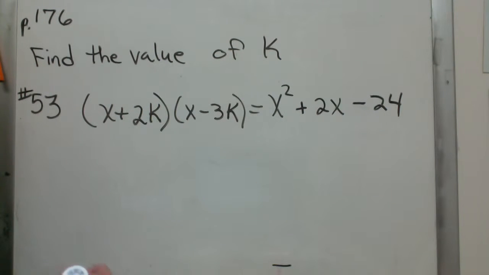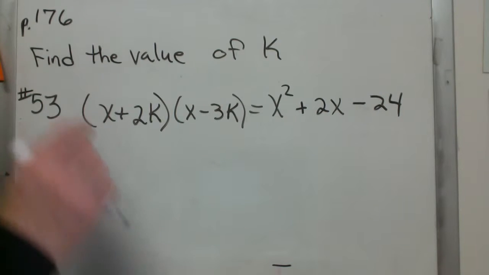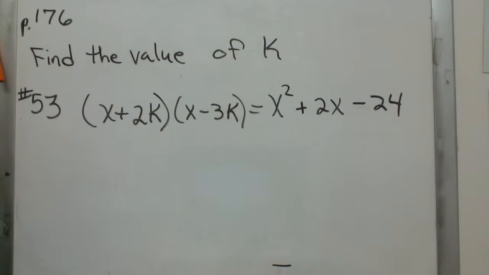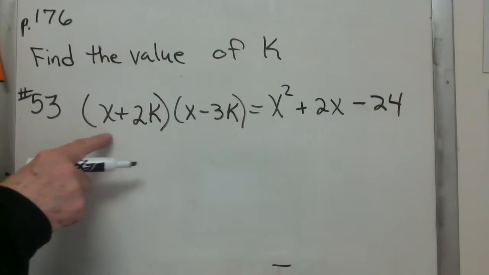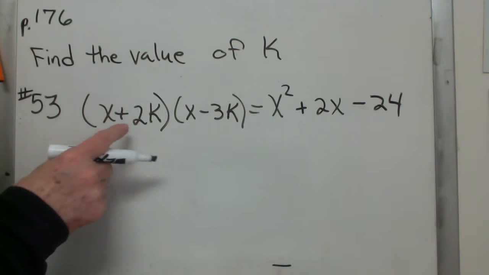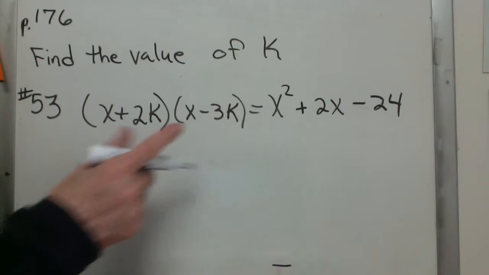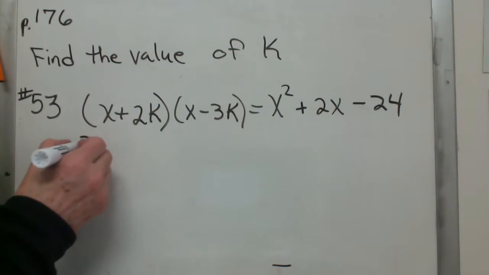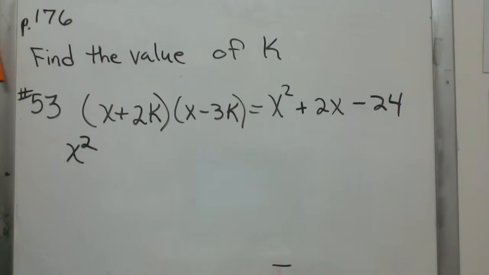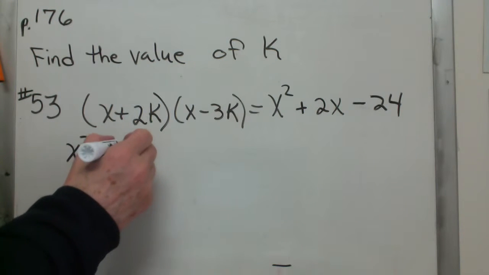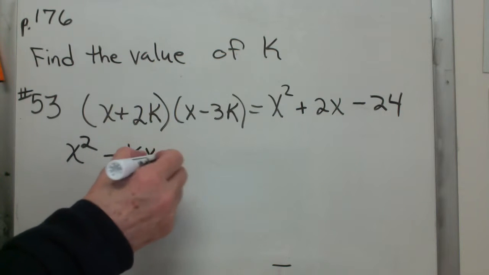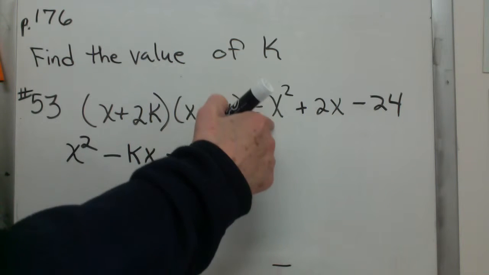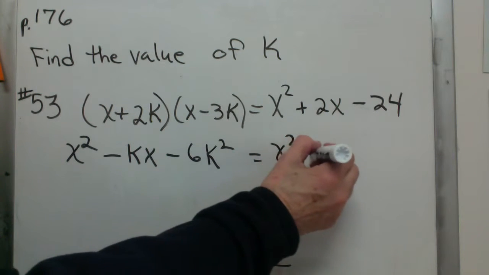Okay, I'm going to show you how to solve a problem on page 176, and this is number 53. So first thing you want to do, we have a multiplication problem here on this side, so we're going to multiply that out. X squared, right? And you know how to multiply this out, right? Minus kx minus 6k squared equals that side there. Not going to do anything.